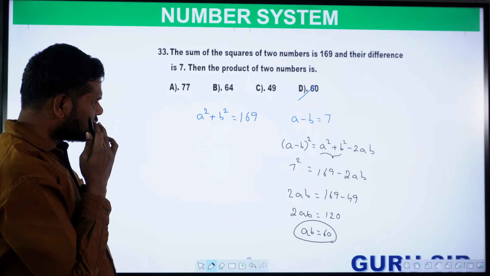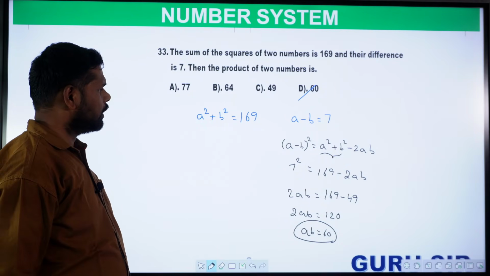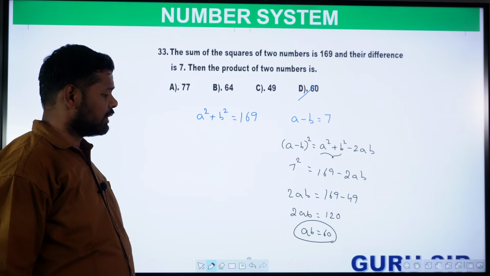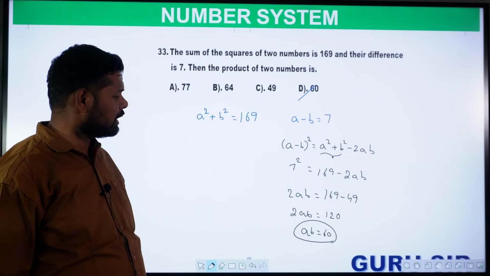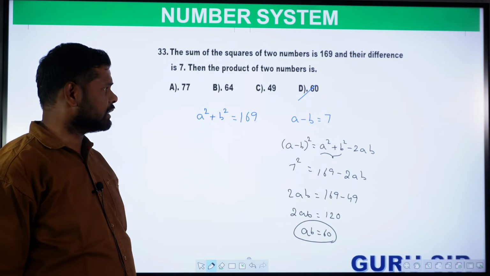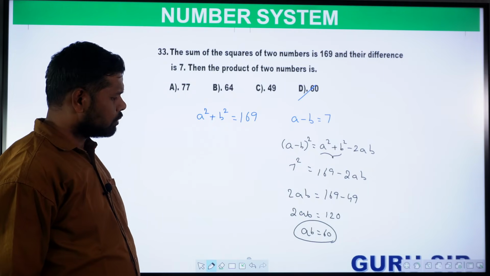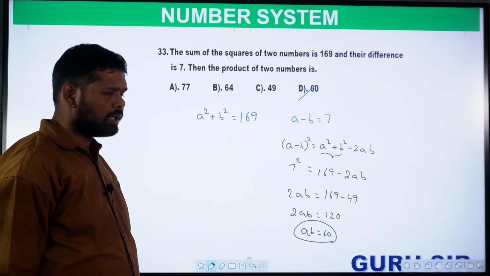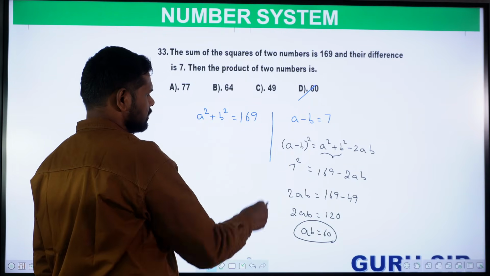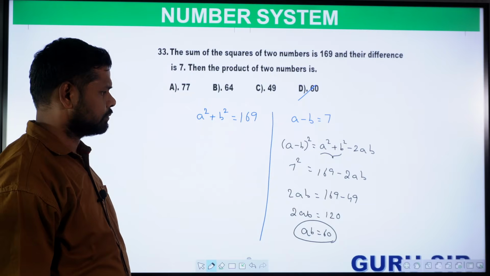In this question, it is not possible to assume. 169 means 10 squared, not possible. Difference even, product of two numbers is 60. 60 means 15 and 4, and the difference of 15 and 4 is 11. Not possible. So clear, our 230 is not possible. 320 is not possible. That's why here we go for this traditional method only. Then only it is easy to solve.